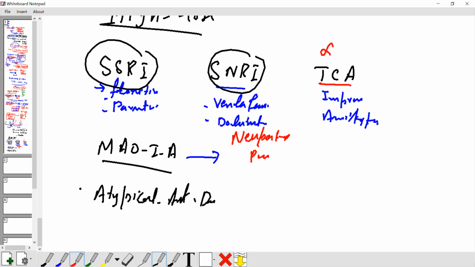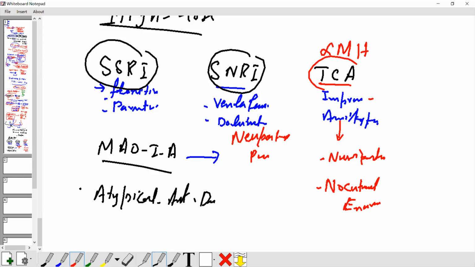TCAs have a lot of side effects. TCAs go for alpha receptors, M receptors, and H receptors. So TCAs produce a lot of side effects, so they have limited use, just for neuropathic pain. We also use TCAs in bedwetting children to control nocturnal enuresis at night, imipramine. Because of the big list of side effects, TCAs have limited use for depression. So the preferable drugs are SNRI and SSRI.